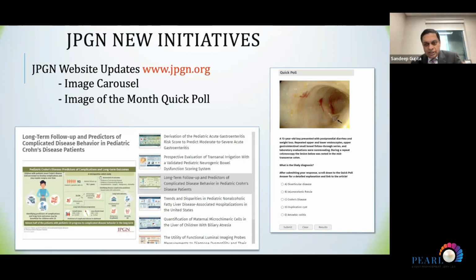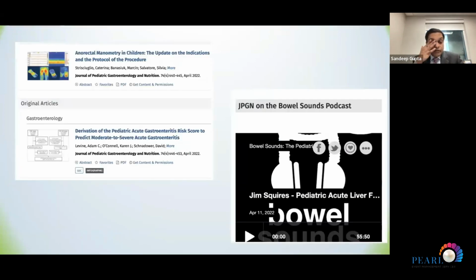Along with that, you will see something called the quick poll, where there will be an image, a question, and answer options. You can pick an answer, submit it, and see the results in real time. And if you scroll down on the website, you will see the explanation for the answer. This is, again, a self-assessment tool we have provided for our readers and our community, along with changes to our table of contents on the website, which are not only text, but also some images with the text to give a break to the eye as you look at the table of contents.